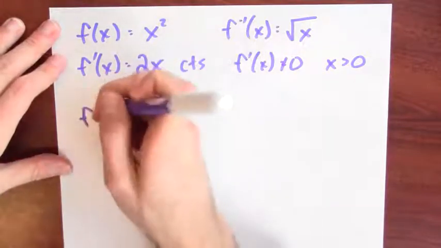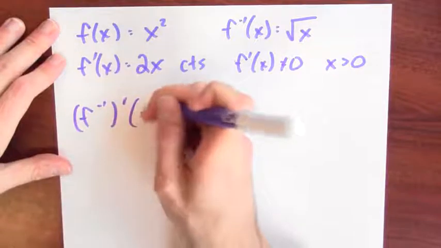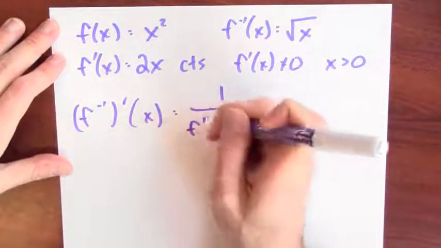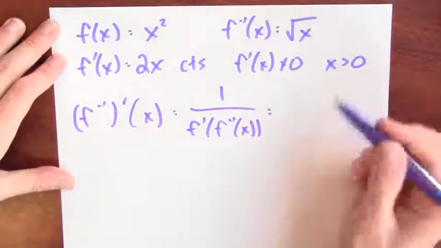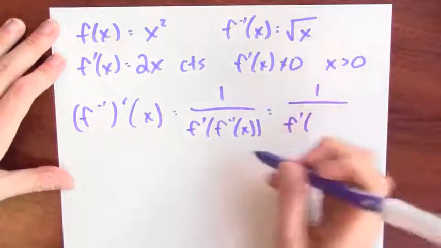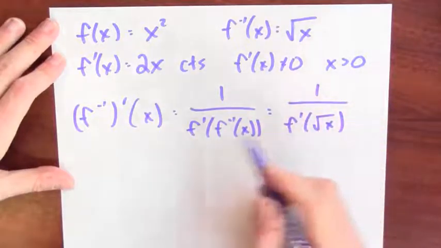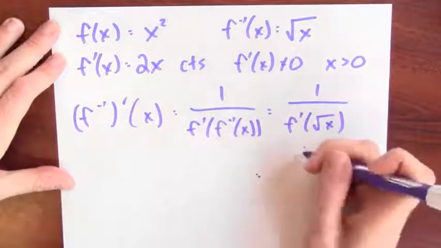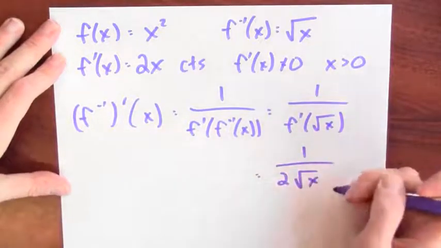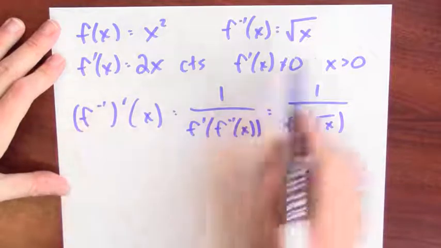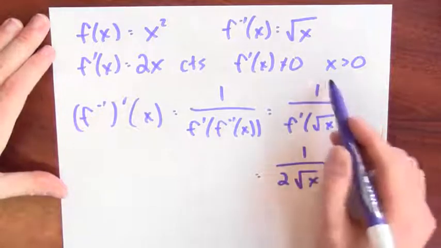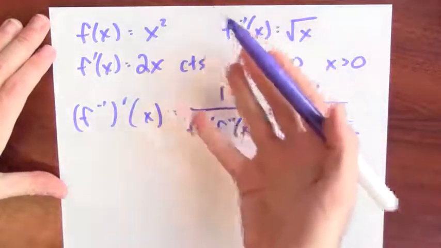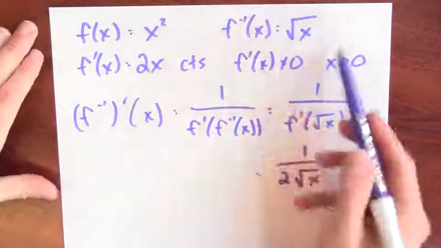Then we know that the derivative of the inverse function at x is 1 over the original derivative at the inverse of x. Now the inverse function is the square root of x, so that's 1 over f prime of the square root of x. And what's f prime? f prime is the function that doubles its input, so that's 1 over 2 square roots of x. So the derivative of the inverse function, the derivative of the square root function, is 1 over 2 square roots of x, provided x is bigger than 0, right? Just like before. This is a calculation of the derivative of the square root function.